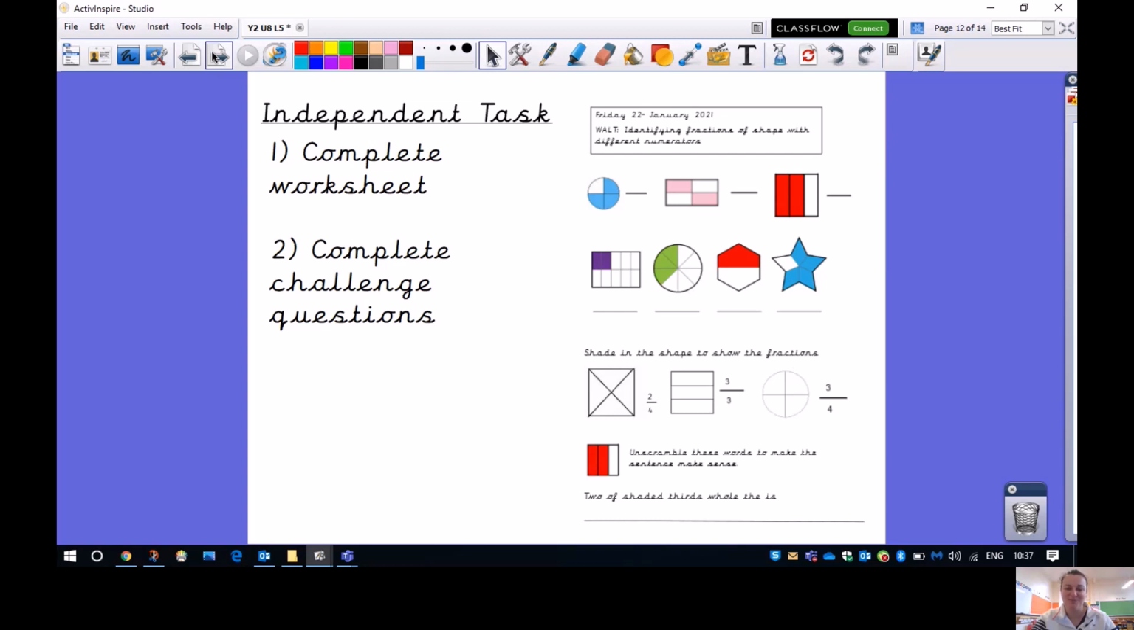That will help you. And finally, there is a challenge worksheet for you to do today, if you feel like you want to extend your learning.